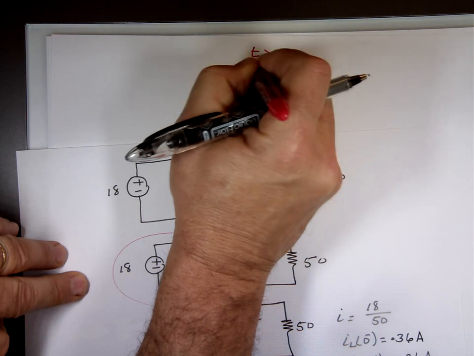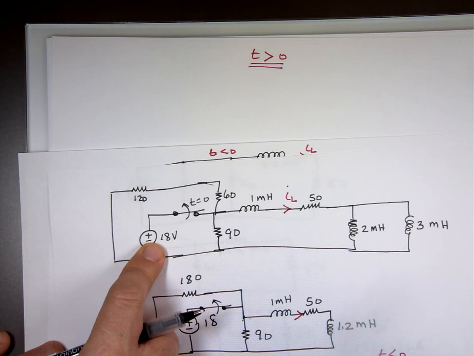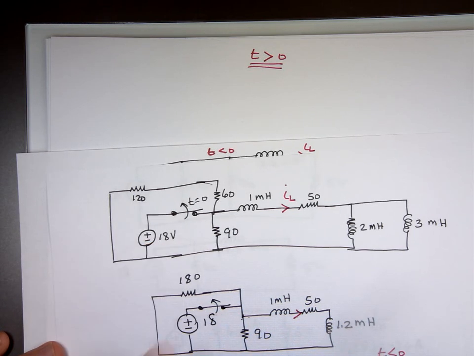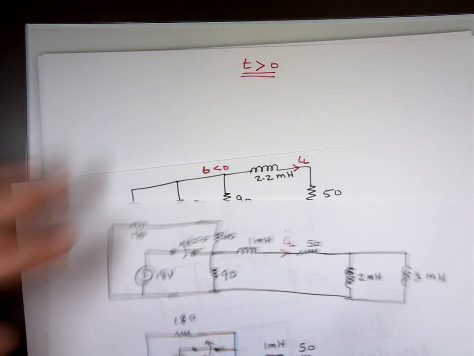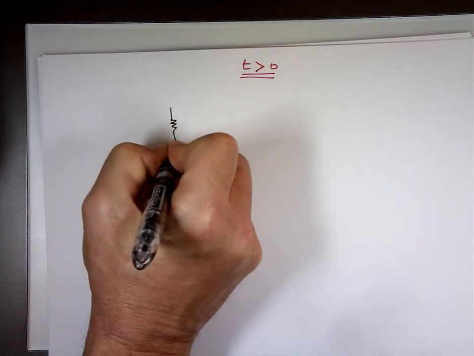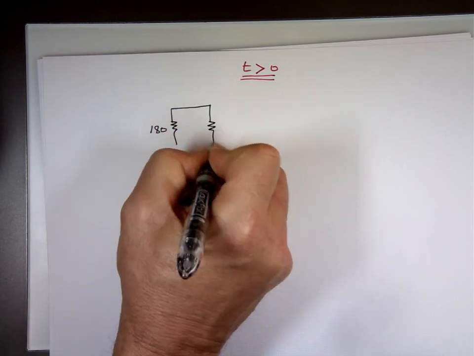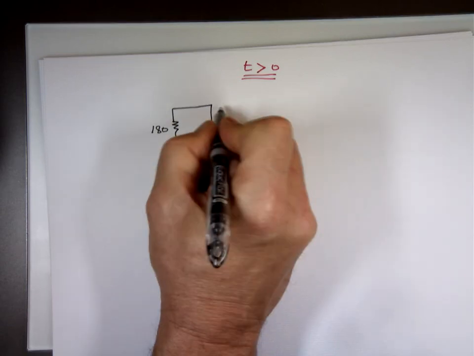For t greater than 0, that source is going to open, which means this voltage source is gone. So what you have is 180 on the top, the 90 here, everything else stays, but the source is gone. So if I put that circuit here, so I don't have to redraw and simplify it, just disconnect the source here, you will have 180 ohm, 90 ohms, 2.2 millihenry.